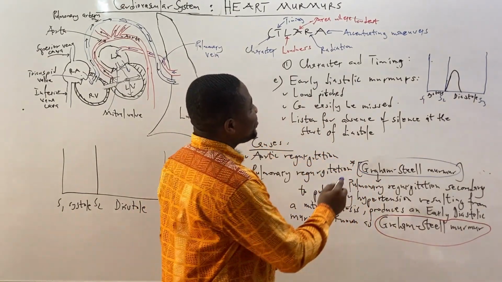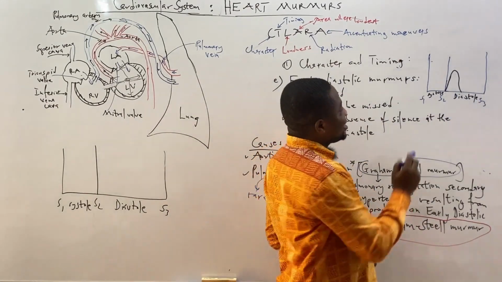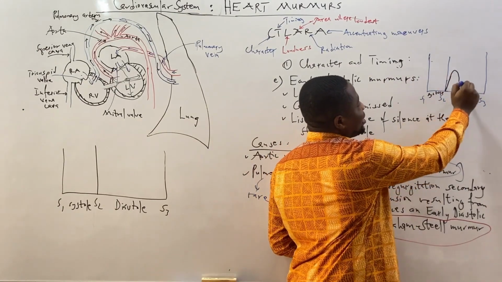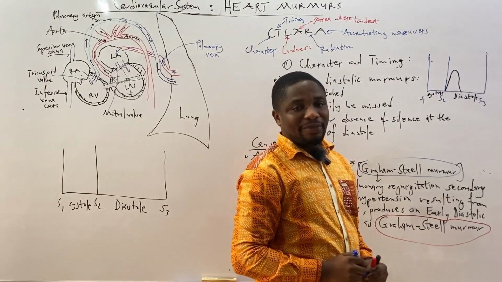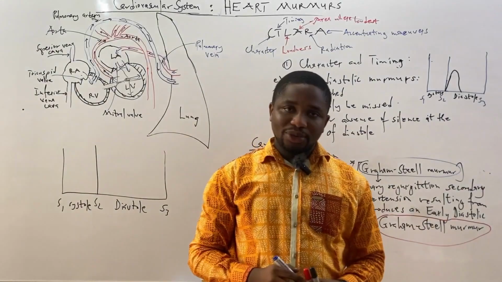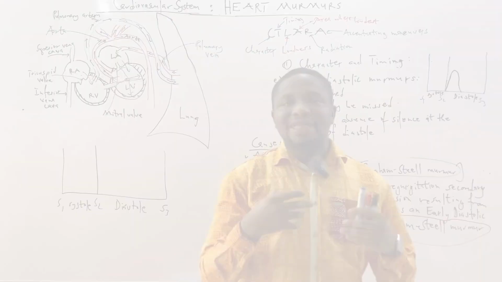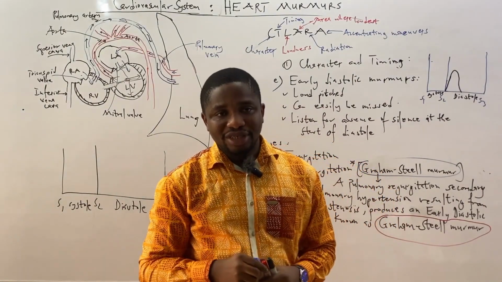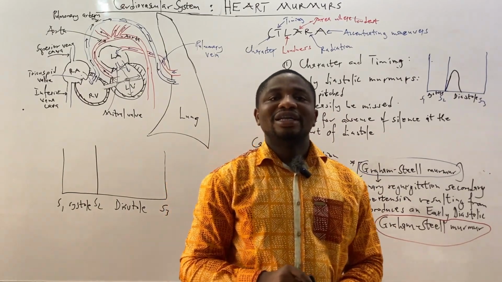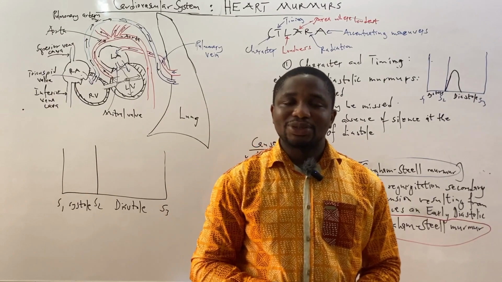And if you watch the diagram very well, we have our systole here and we have our diastole. You will realize that just at the beginning of diastole, you will see the early diastolic murmur. So that diastolic murmur that you see at the beginning of diastole, we call it the early diastolic murmur. And once again, remember that it has a loud pitch or it's highly pitched, but you could easily miss it. Therefore, always listen for the absence of silence at the beginning of diastole.